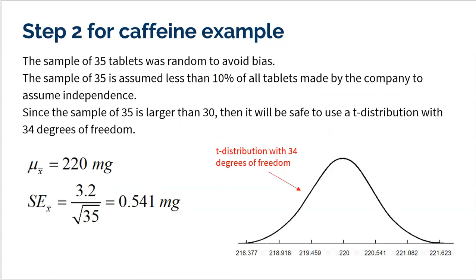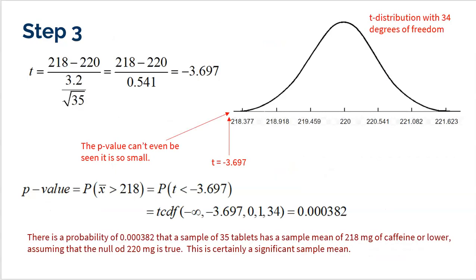We've got to check all those conditions as always. The center, the mean of our sampling distribution, is going to be 220. That's the null. The standard error, which is taking 3.2, the standard deviation of our sample, divided by the square root of our sample size, is 0.541. Remember, you don't have to draw this picture, but it is really nice when you're trying to actually see where your sample fits in. All right, now step 3, my favorite part.